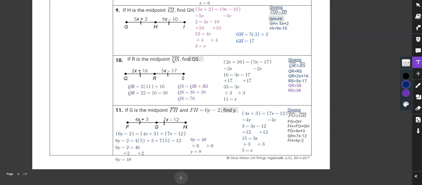So that's what we have for our segment addition postulate and using the midpoint of a segment in order to solve for x or a segment length.